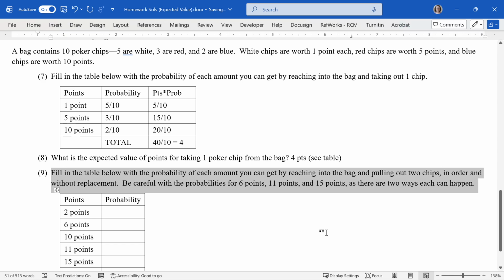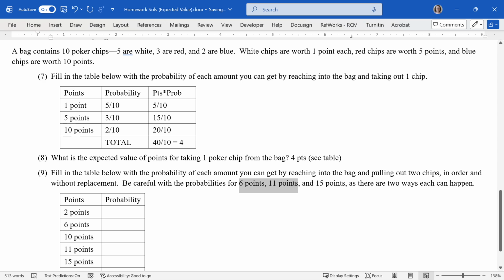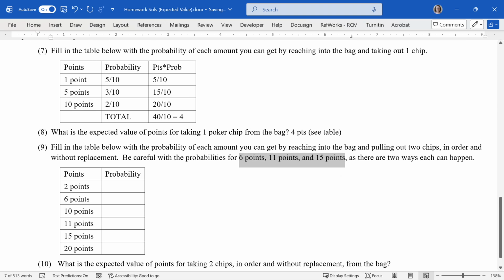Number 9 here. Fill in the table below with the probability of each amount you can get by reaching into the bag and pulling out 2 chips in order without replacement. Be careful with the probabilities for 6 points, 11 points, and 15 points, as there are 2 ways each can happen. Yeah, so let me explain this a little bit more.